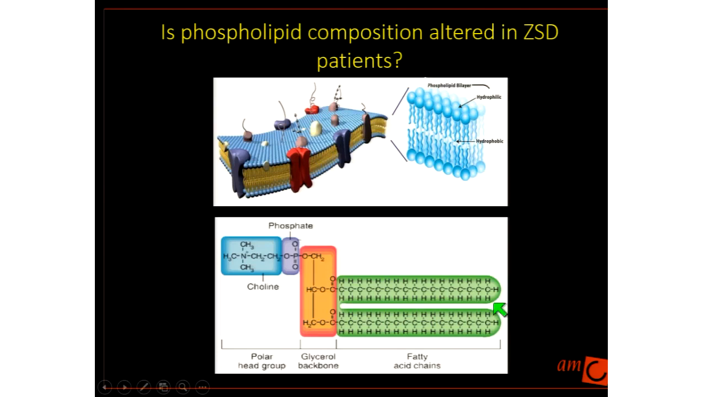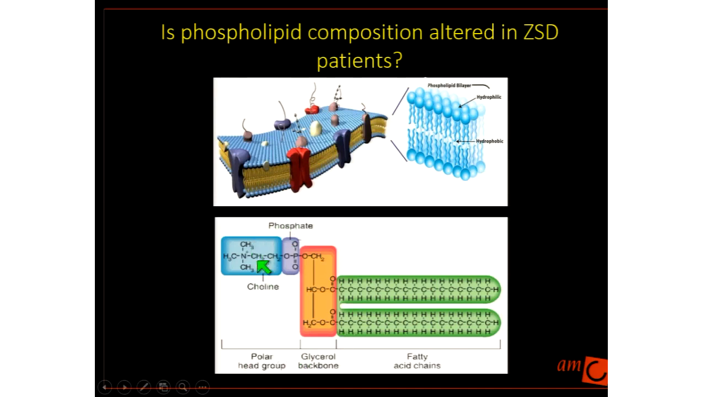because we've been working on Zellweger spectrum disorder patients. So one of the striking abnormalities is there, the very long-chain fatty acids that are accumulating in these patients and are not observed in control cells. Well, and very long-chain fatty acids are part of phospholipids. So phospholipids have a polar head group.